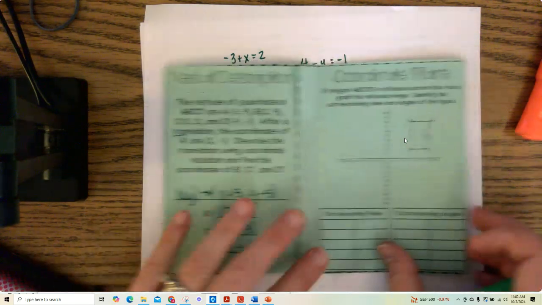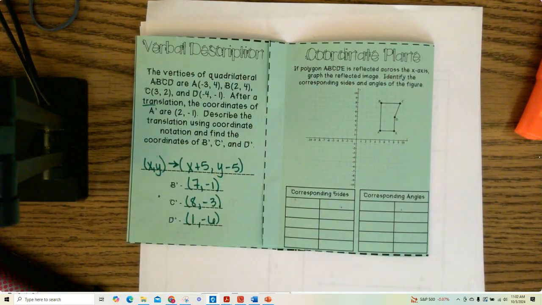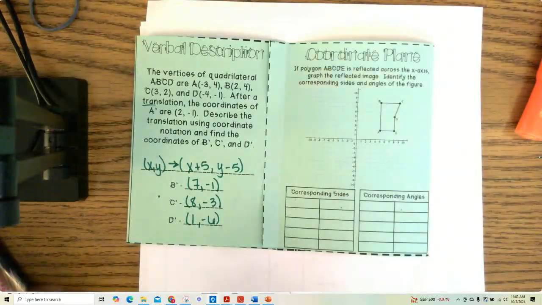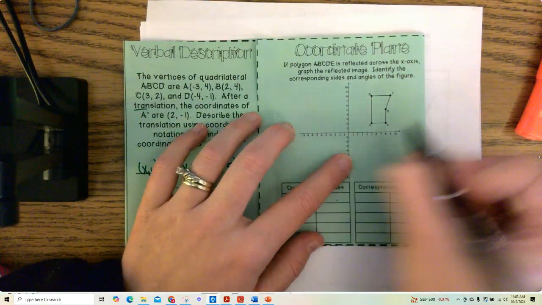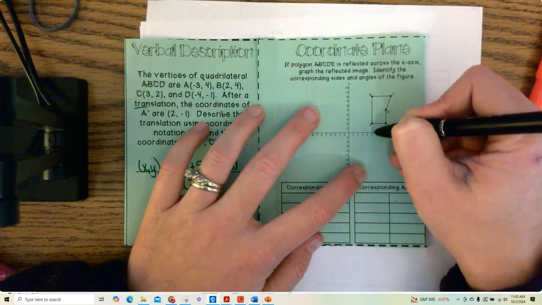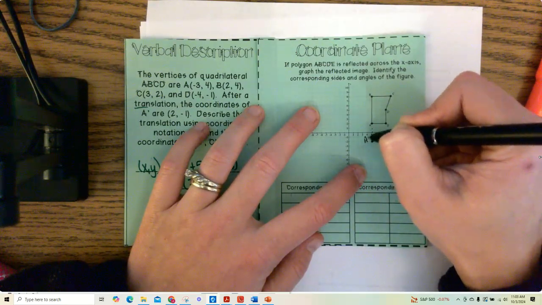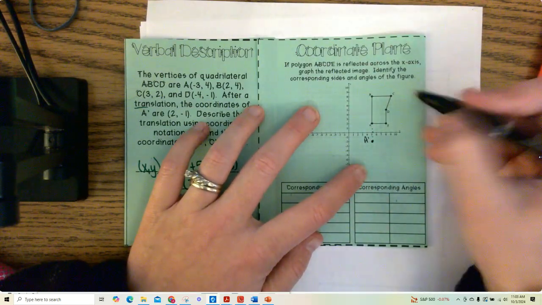All right, on the coordinate plane now. If polygon ABCDE is reflected across the x-axis, graph the reflected image and identify the corresponding sides and angles. Okay. So we're reflecting across the x. So remember, we can count to the x. So from A, it takes me 2. So I go 2 past it. And that's my new A.